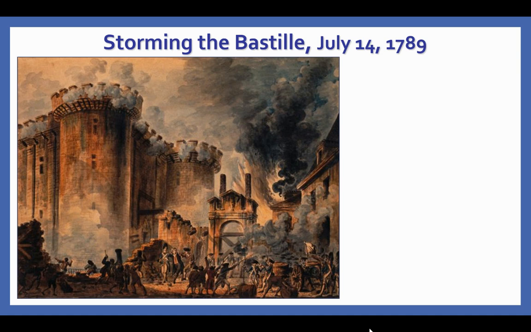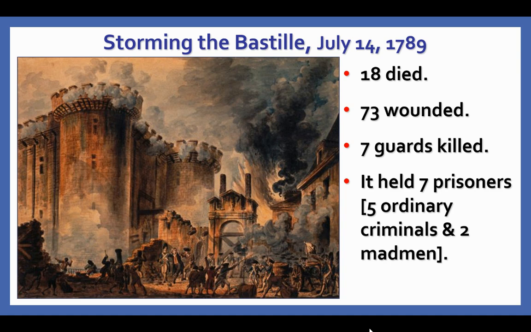The first event of the French Revolution was the storming of the Bastille. The Bastille was an ancient fortress used as a prison to imprison many people who believed in enlightened ideas and spoke out against the government. In this storming, 18 people died, 73 were wounded, 7 guards were killed, and all at an expense where it really just held 7 prisoners, 5 ordinary criminals and 2 madmen. But this was the first act of violence that really sees the French people step out and go directly against the king.